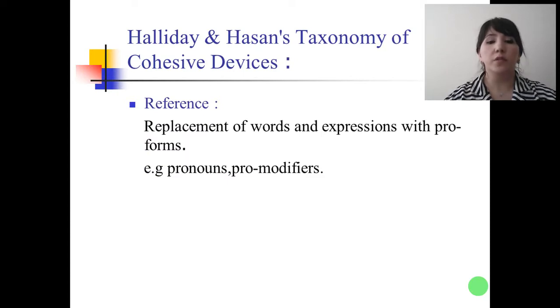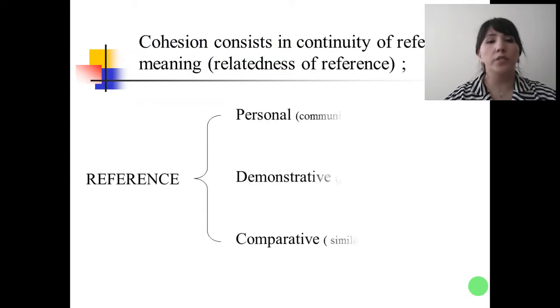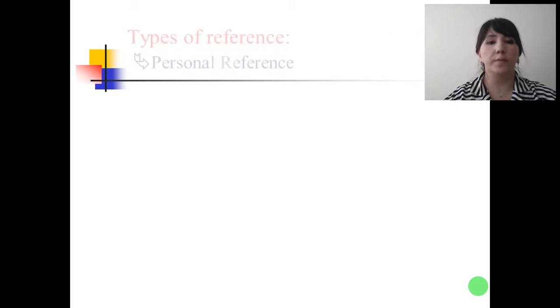Reference: replacement of words and expressions with proforms, for example, pronouns, pro-modifiers. There are three types of reference: personal, demonstrative, comparative. Cohesion consists in continuity of referential meaning, relatedness of reference. Personal: communication goal of referent. Demonstrative: proximity of referent. Comparative: similarity to preceding referent.